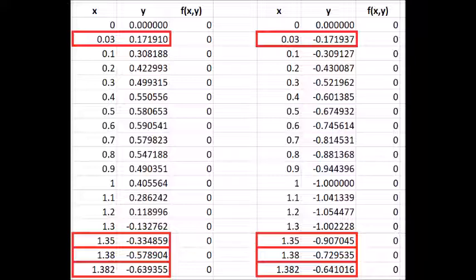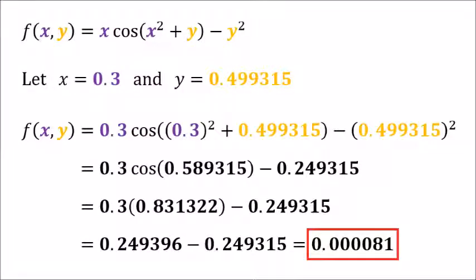Go ahead and plug each x and y pair into the implicit function shown at the beginning. F of x and y should equal 0 for each pair. For example, I have selected x equals 0.3 and y equals 0.499315 from the table just seen. Plug them into the implicit function and evaluate.